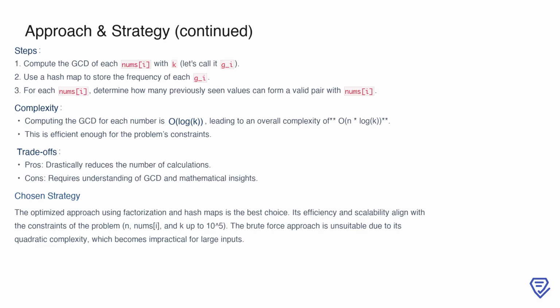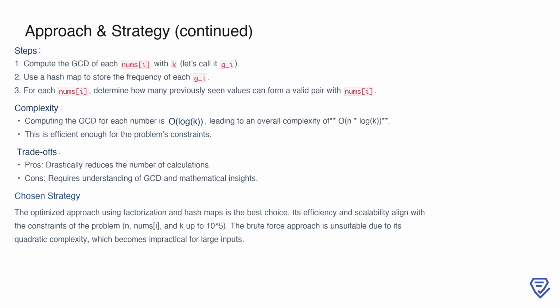The next step is to use a hash map to track the frequency of each g_i. This information is crucial because it allows us to efficiently count the number of valid pairs for each nums[i] without needing to check every possible combination. For a given nums[i], we determine how many previously seen values have a g_j that can form a valid pair with g_i, such that the product of their GCDs divides k. This approach significantly cuts down on redundant calculations compared to the brute force method.